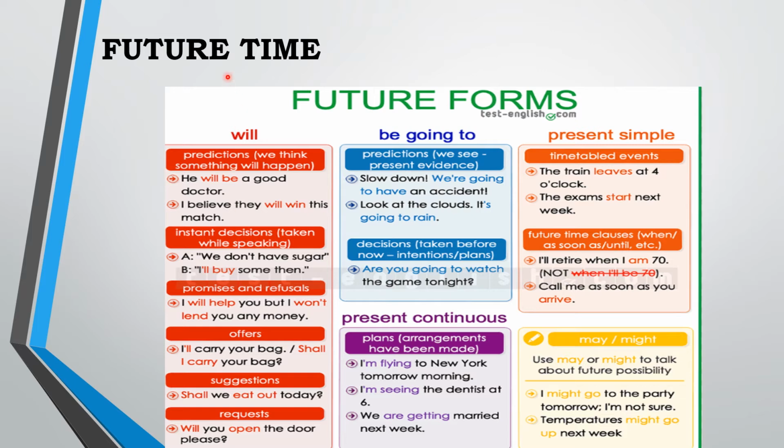Now, when we look at future tense, the future forms are further divided into will, be going to, or present simple. So if you look at will, they are just predictions.